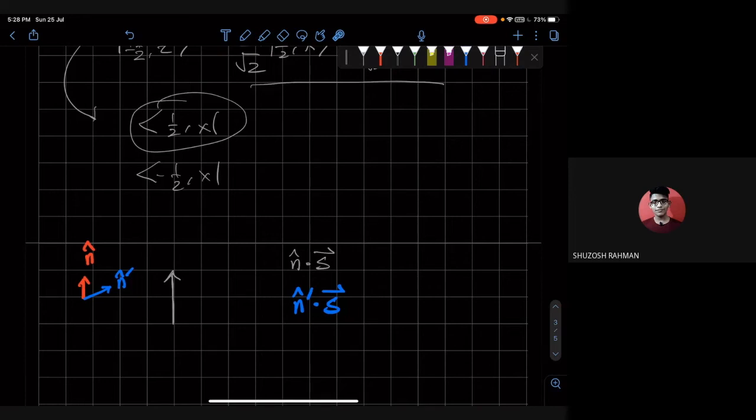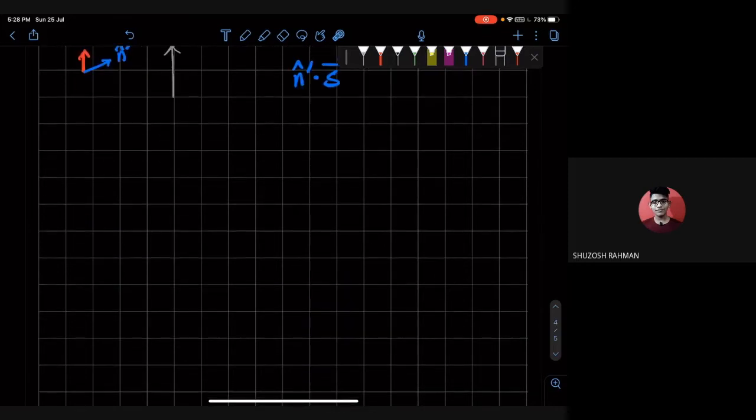So in assignment 2, there is a problem about a spin 1 Stern-Gerlach experiment, okay? Let's just make sure that you guys understand the discussion. If I have a Stern-Gerlach magnet and I have a beam of spin 1 particles going through, what will happen when it comes out?